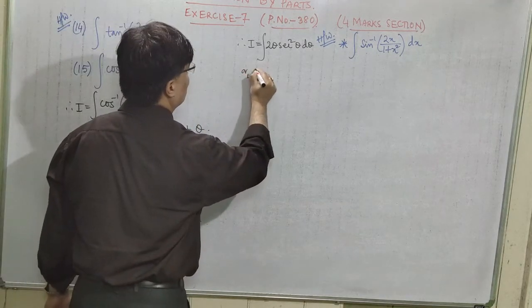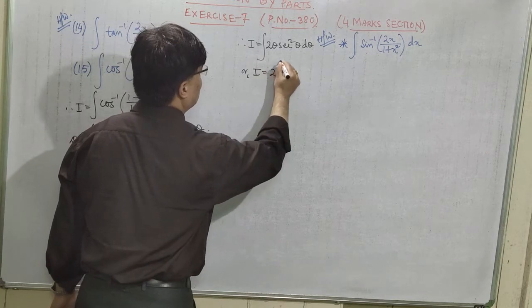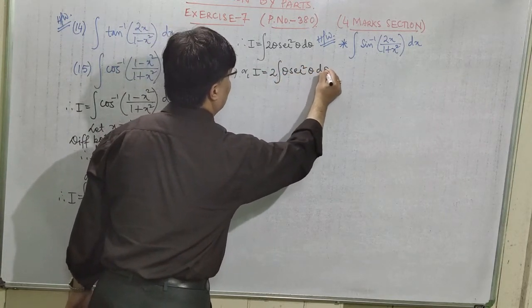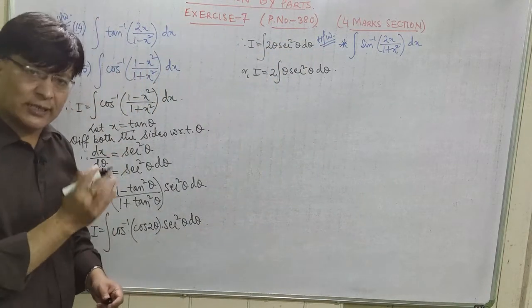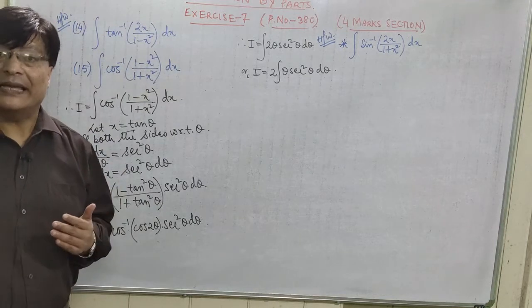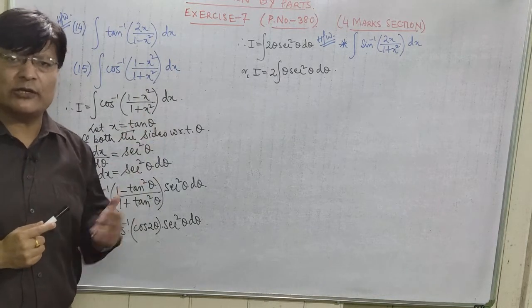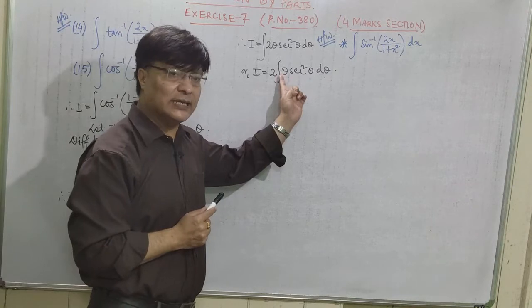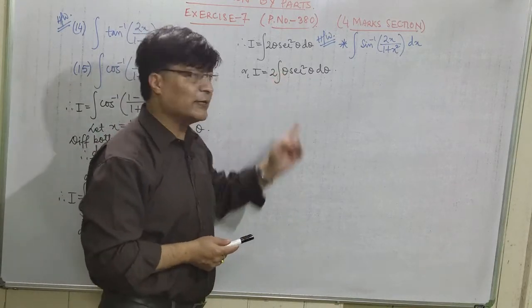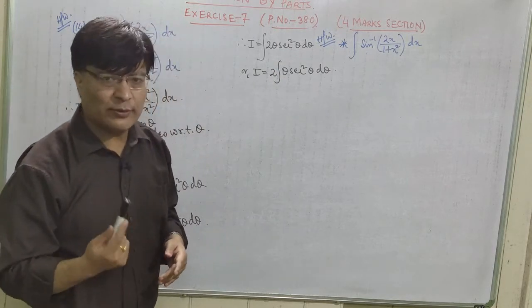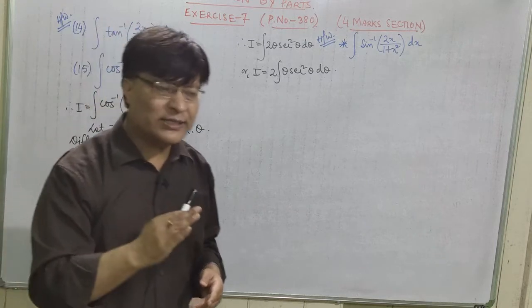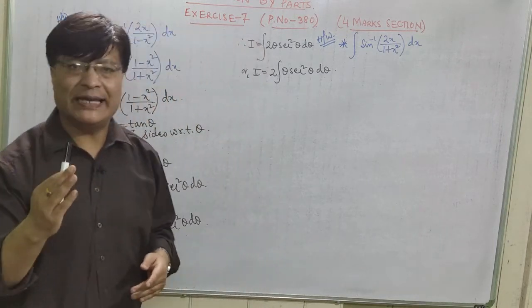So what about 2? 2 is constant. You can take it outside. 2 integral theta sec square theta d theta. 2 is constant, it is taken outside. Now theta, which function is this one? Theta is an algebraic function. It is just like your x. Theta is an algebraic function and sec square theta is a trigonometric function. That is, algebraic function is A and trigonometric function is T. Among these two letters A and T, which letter comes first in the word ILATE?